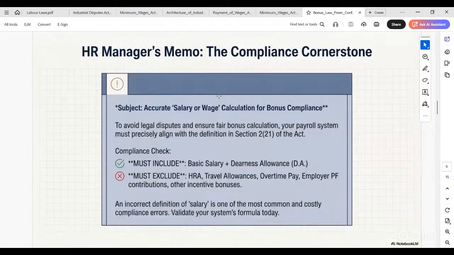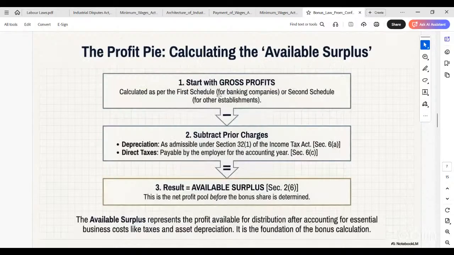Okay. So now, for HR, complaints subject to the salary calculation for bonus, how to include? They include basic plus DA and exclude HRA and travelling allowances, which are not included as per this section. And then we start with gross profit. How to arrive at the surplus profit here? We need to base it on the surplus profit only. The organization may pay this bonus. Start with gross profits, and as for a banking company, then subtract the prior charges like payment of income tax and depreciation. The result will be the available surplus amount.